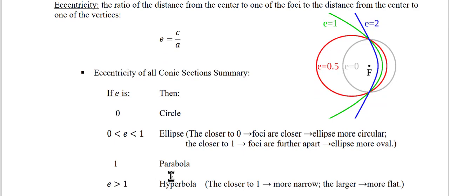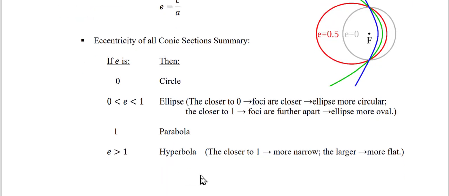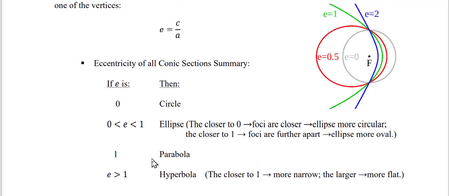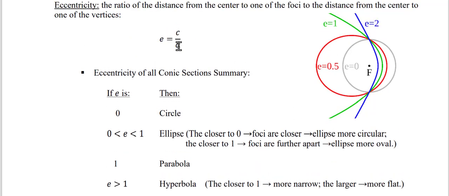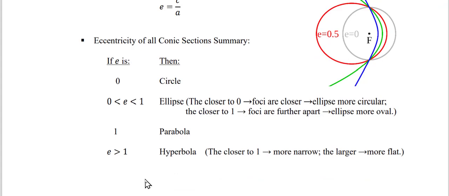A parabola has E equal to 1. A hyperbola will have E greater than 1. Remember that picture where we had calculated all those E's? It's because C is bigger than A in a hyperbola.